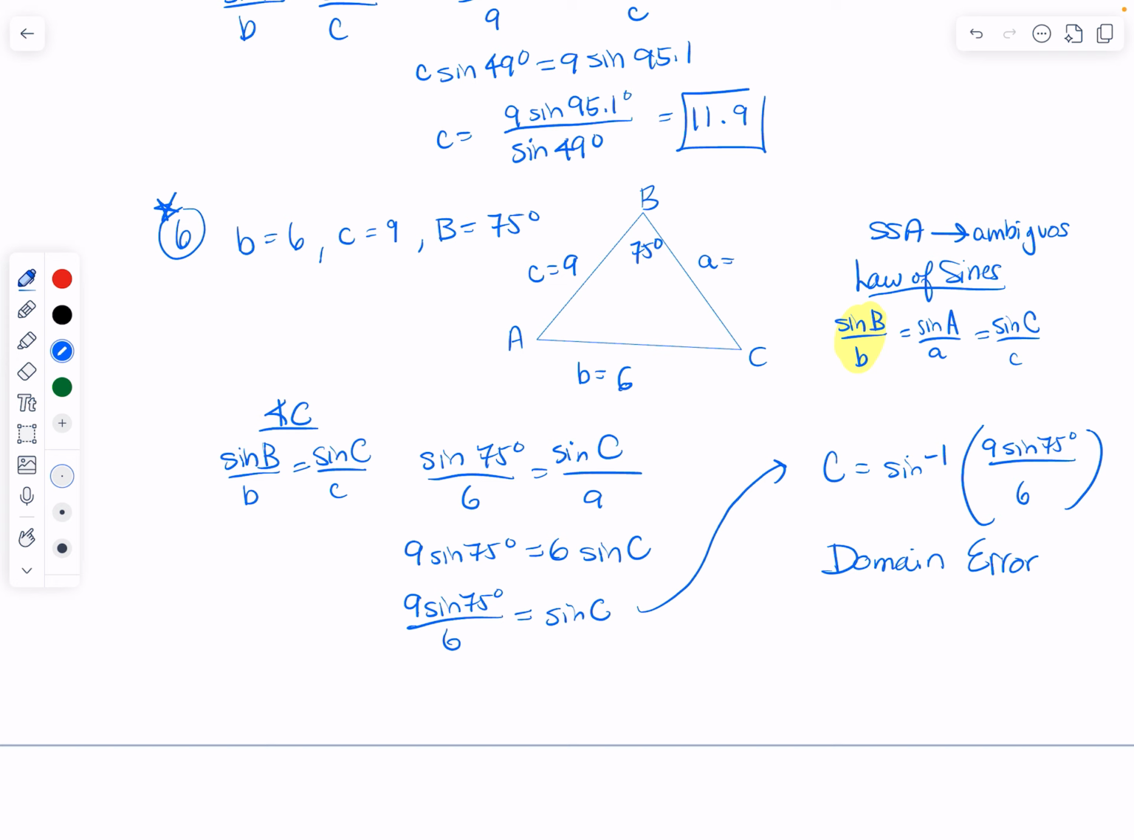So what does this mean? This means that I have no triangle. And that's it. So that's all I have to do for question number 6.